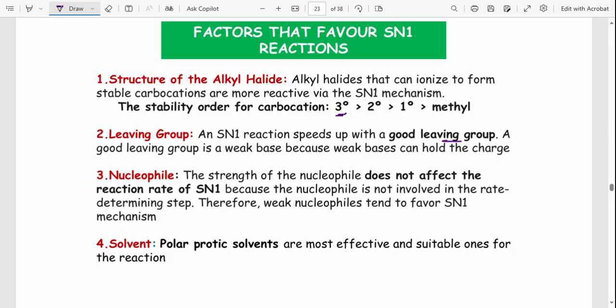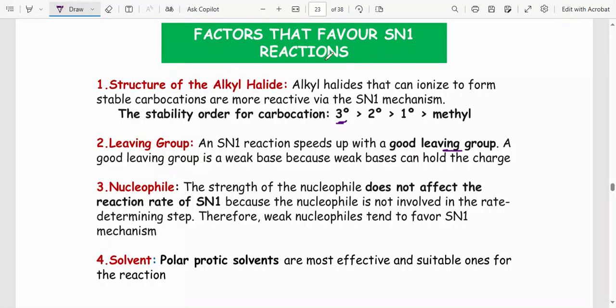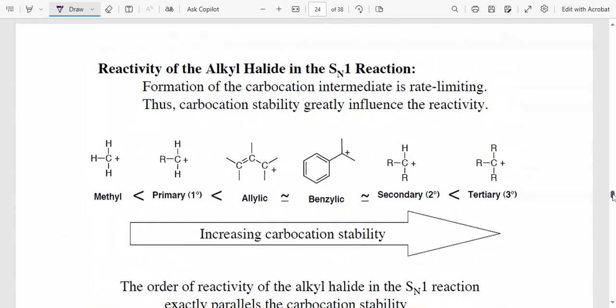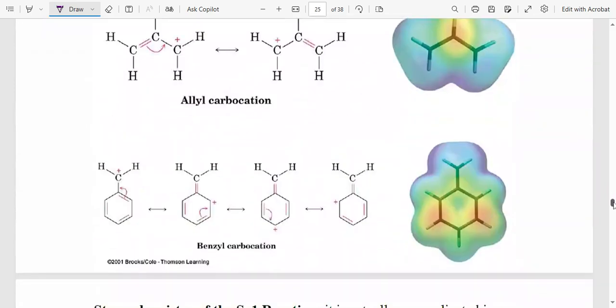Okay, so I'm saying that for SN1 reactions, on the structure of the alkyl halide, it will be opposite to the SN2, but on the leaving group it's the same. Okay, weak bases are better leaving groups. For nucleophile, the strength of the nucleophile does not affect the rate of SN1 reaction. So whether you have got a strong nucleophile or a weak nucleophile, we don't care. Actually, weak nucleophiles will even be better. And then for the solvent, polar protic solvents are better instead of polar aprotic. So you need to understand why. Okay, it's very, very important for you to understand why.